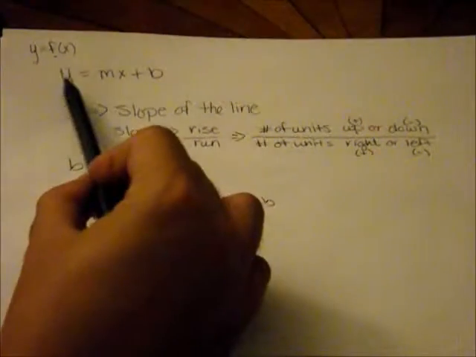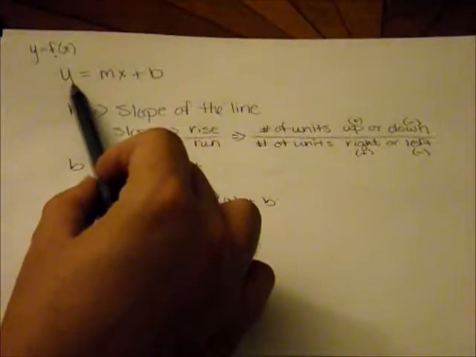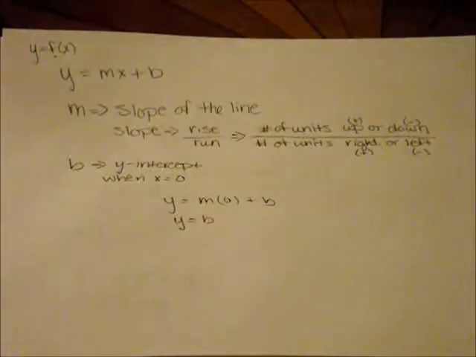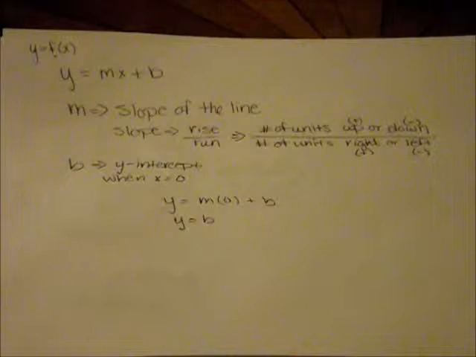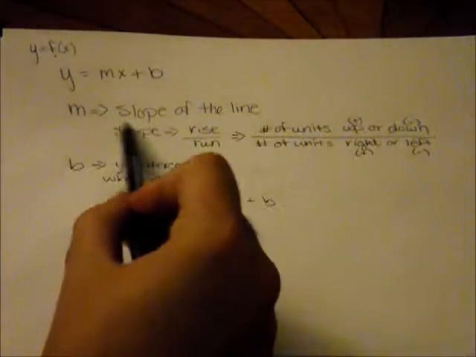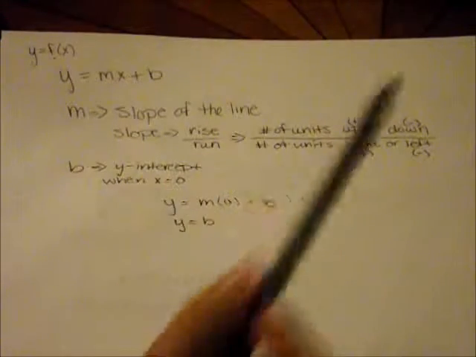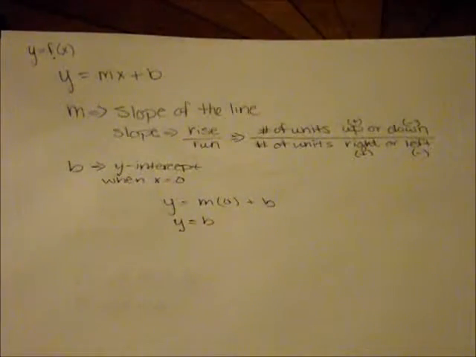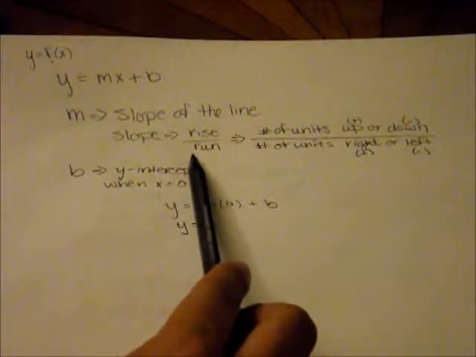Well, the equation that we're looking at is y equals mx plus b. Now, actually it's a function of a line. The slope is this m right here. So that's the slope of the line. The slope is rise over run, as shown right here.